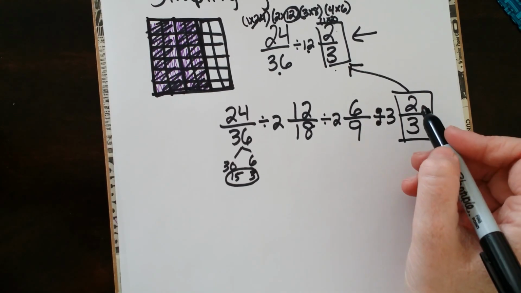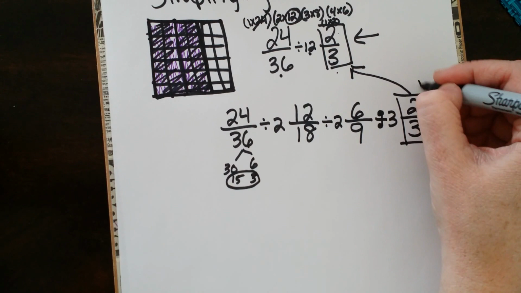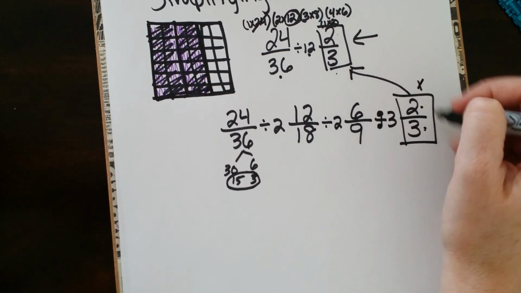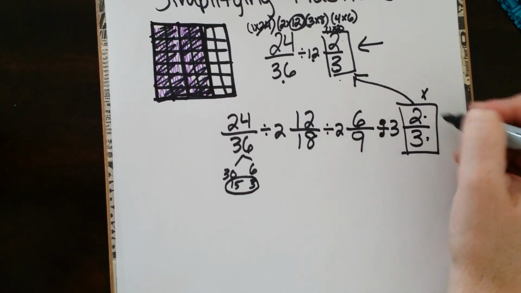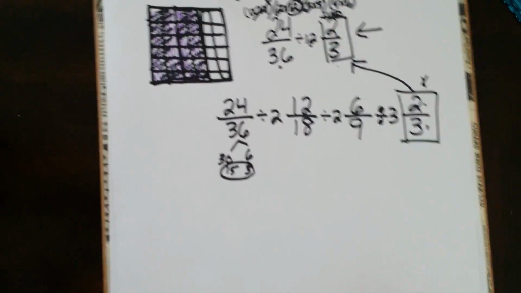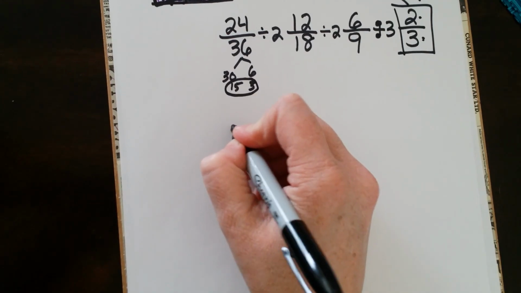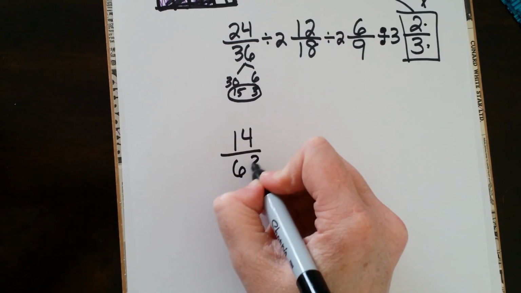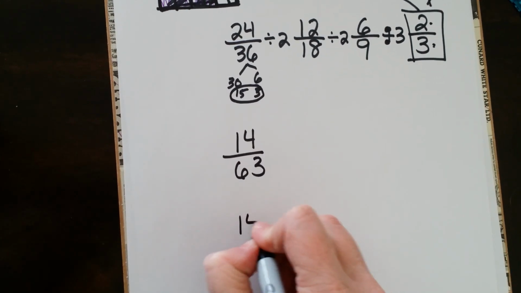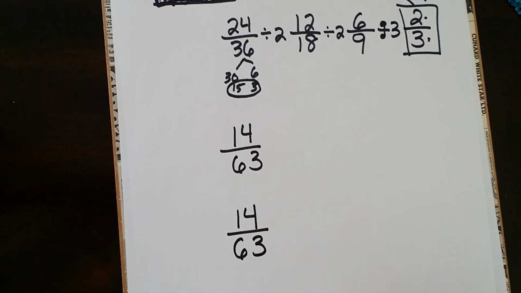You just have to make sure, is the only thing that these two have in common 1? If it's not, then this would not be simplest form. But since it is, then this is your simplest form. Let's try a different fraction. Let's do 14 over 63. And do it 2 different ways.